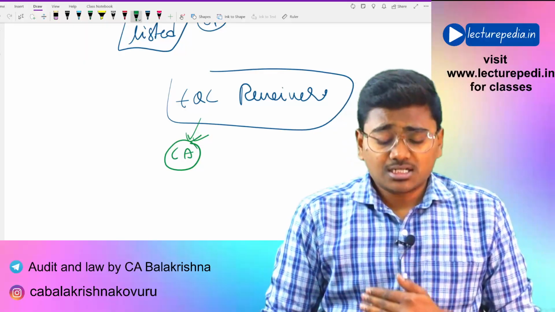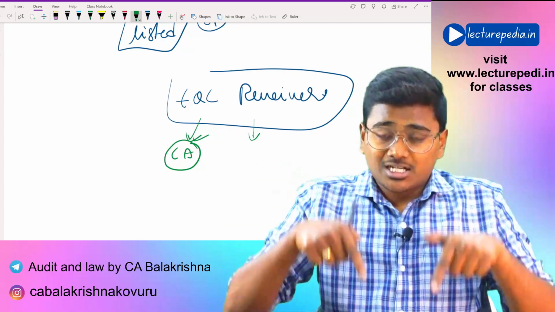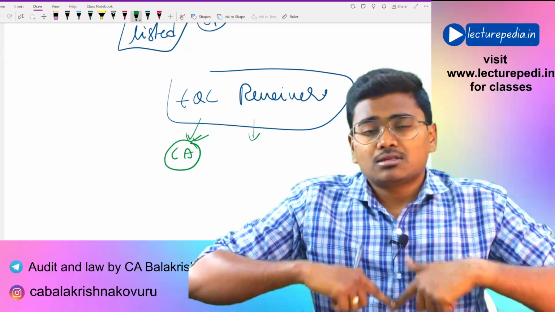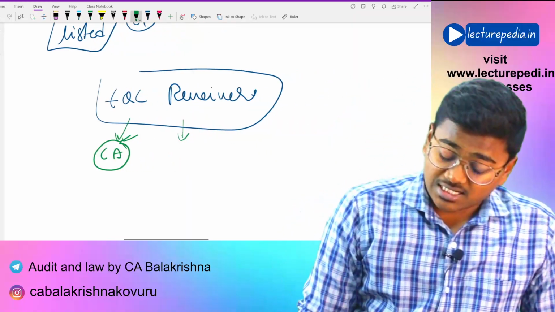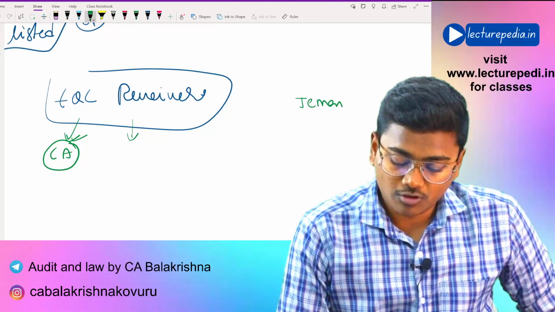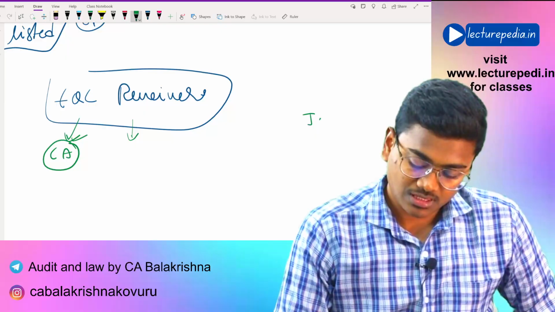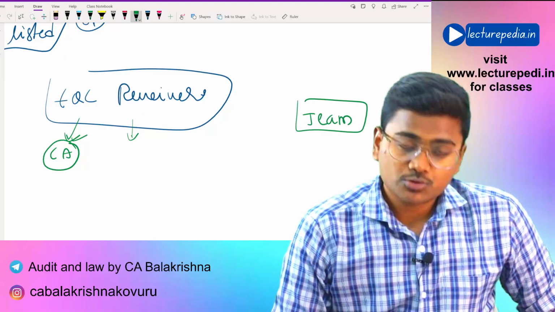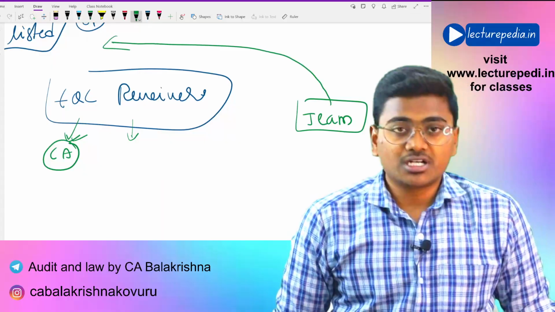And this person can be either an employee of the audit firm or a partner of the audit firm or some third person who is a chartered accountant. Hope this is clear. And there is another point: a team of individuals can also be appointed to conduct the engagement quality control review.